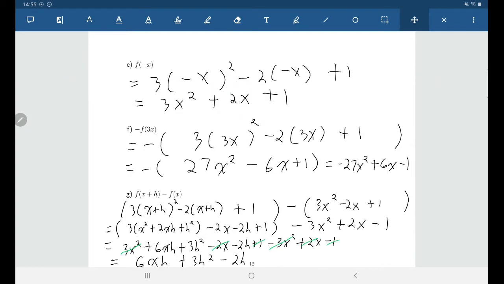So again, not a surprise that there are x plus h's in my final result because, of course, we evaluated f of x plus h. So we're expecting to see x's and also h's.